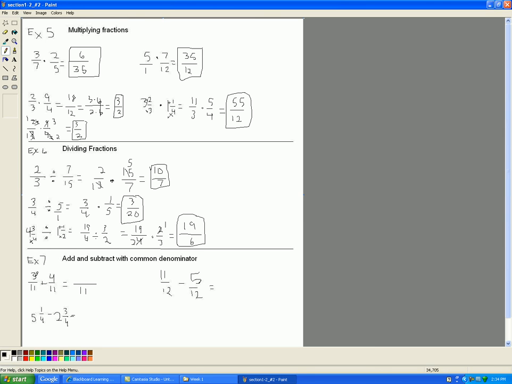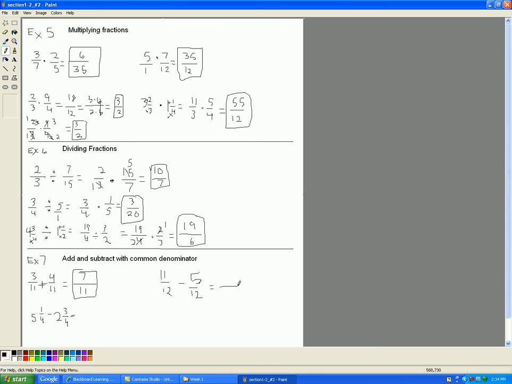So we've done the bottom part. Now we go to the top and we just perform the operation that tells us to. 3 plus 4 is 7. Do these reduce any further? No, because these are both prime numbers. So we are done. 7/11 is our final answer.